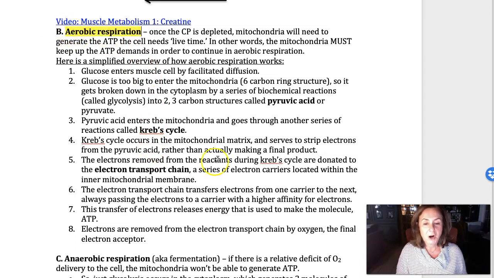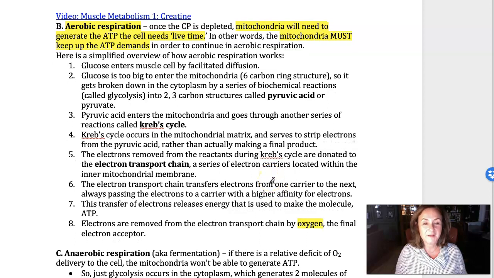And what the aerobic part means is that it requires oxygen, right? Because basically what we're talking about here is that the mitochondria is going to generate the ATP that the cell needs to keep working live time. So the mitochondria have to keep up with the ATP demands, whatever your activity is, running the marathon, lifting weight, live time. And of course, there's a question mark there of, can that happen? So the mitochondria are going to work as hard as they can to keep us provided with ATP.